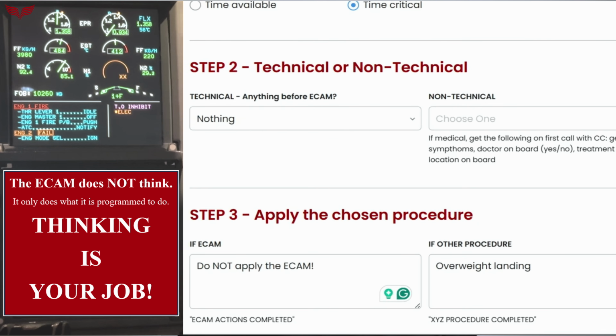Step 3, apply the chosen procedure. Instruct your pilot monitoring. Do not follow the ECAM blindly. The engine on fire is your only running engine. Skip those ECAM actions and secure the failed engine. Keep the burning engine alive.